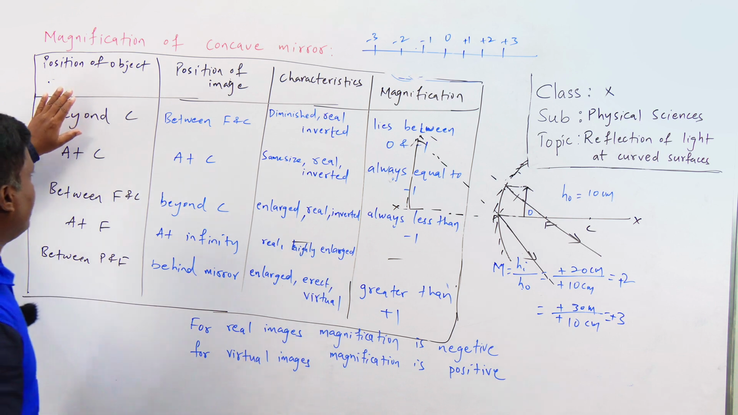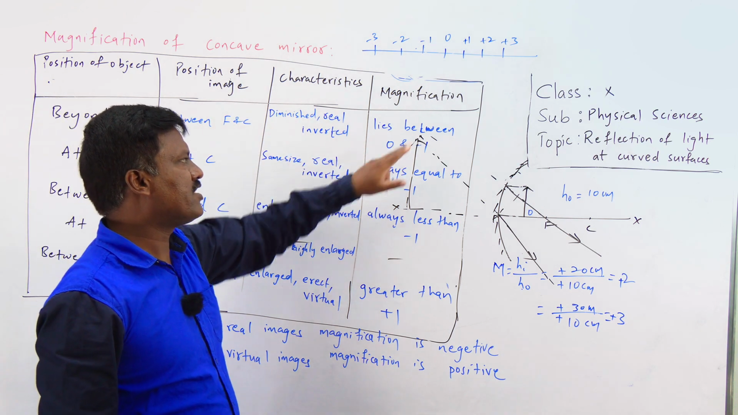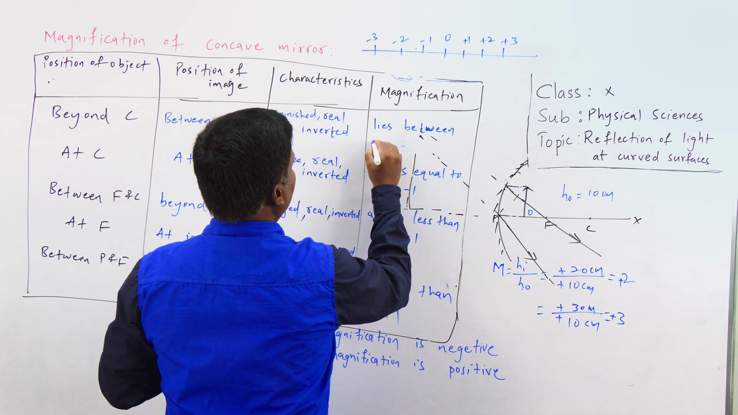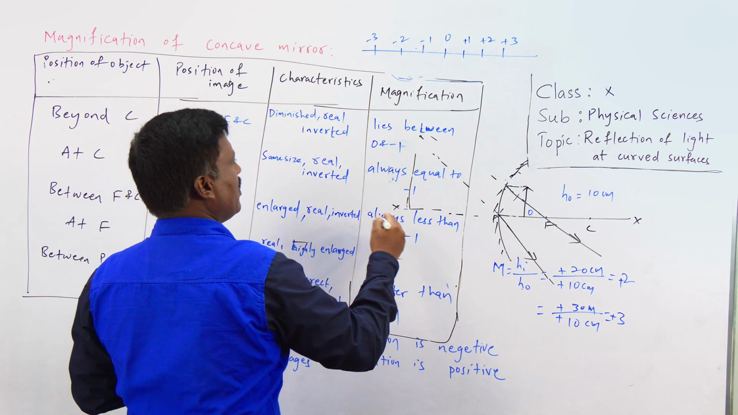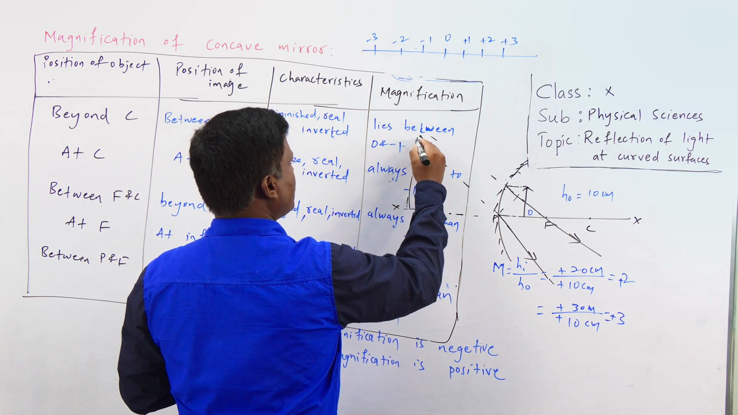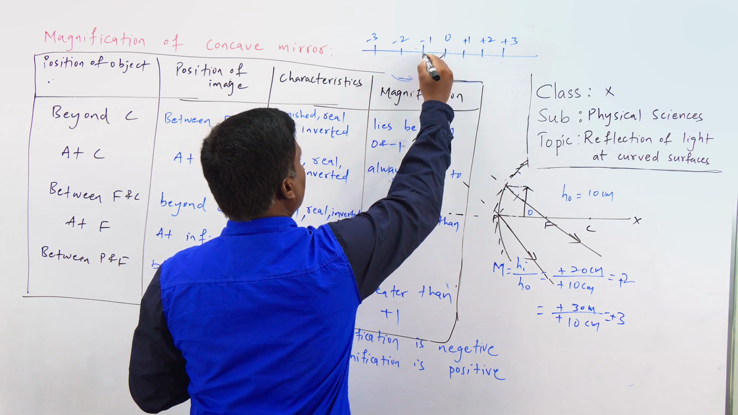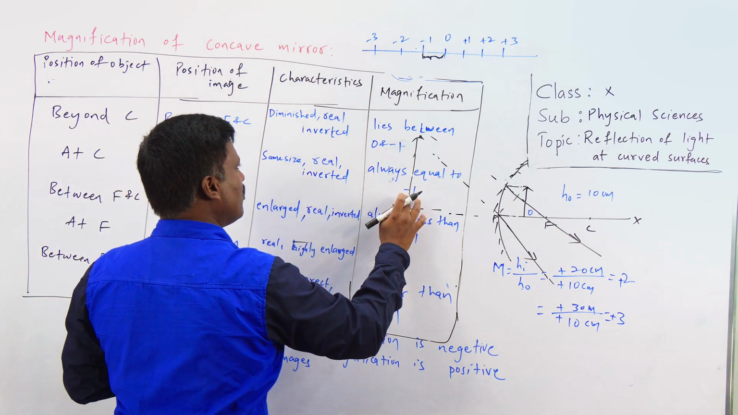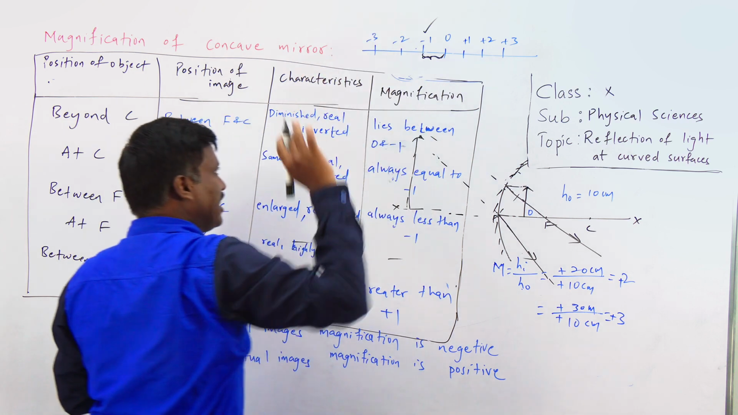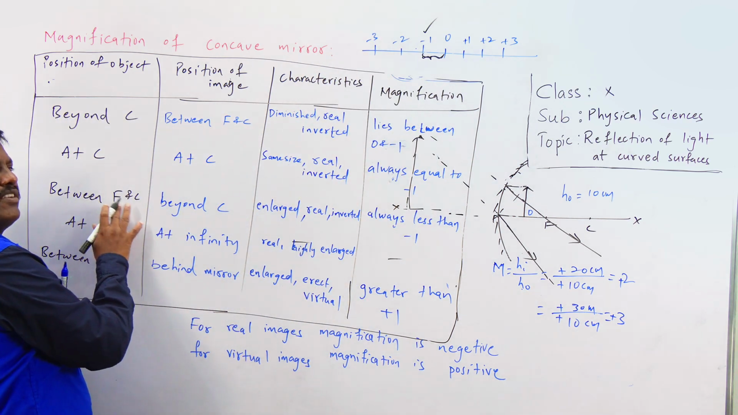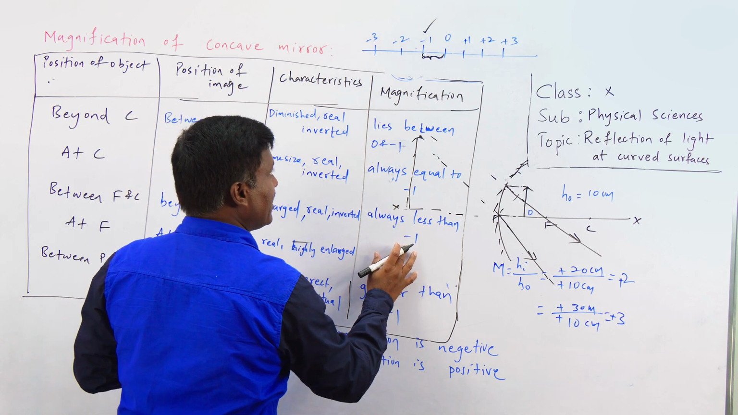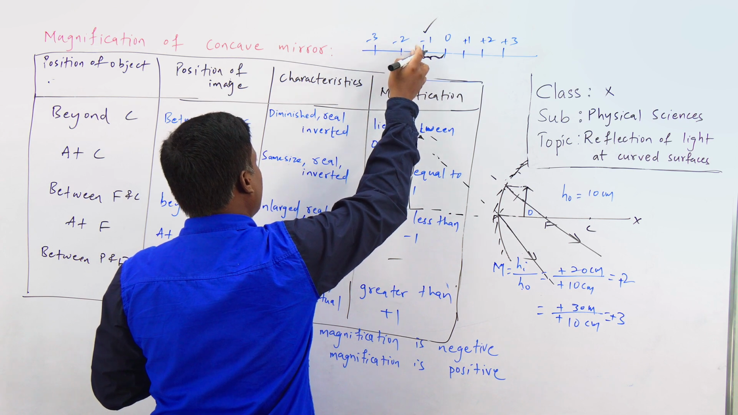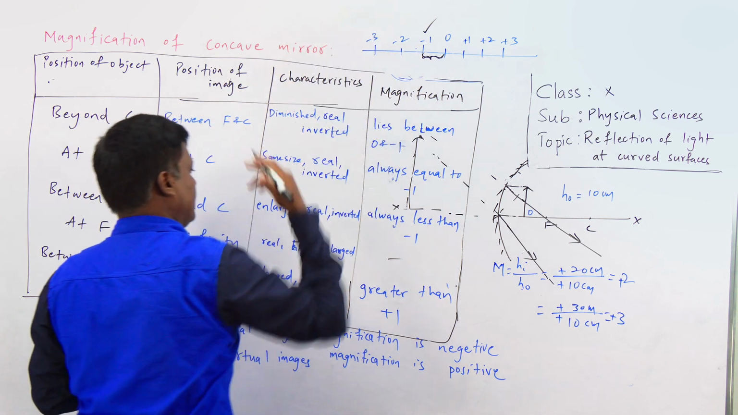Once again I repeat, when the object is placed beyond C, the magnification value lies between 0 and minus 1. Compulsorily the value is between these two, 0 and minus 1 only. When the object is at C, the magnification value is always exactly equal to minus 1. When the object is between focus and center of curvature, magnification is always less than minus 1. What are the possible values? Minus 2, minus 3, minus 2.5, minus 1.5, minus 3.5, minus 4, anything.